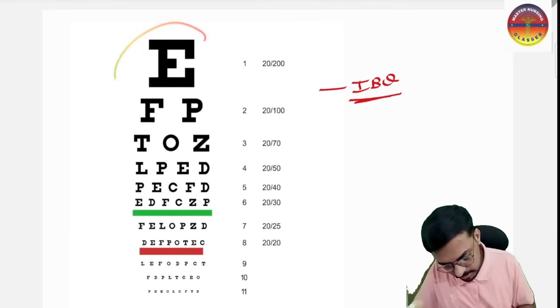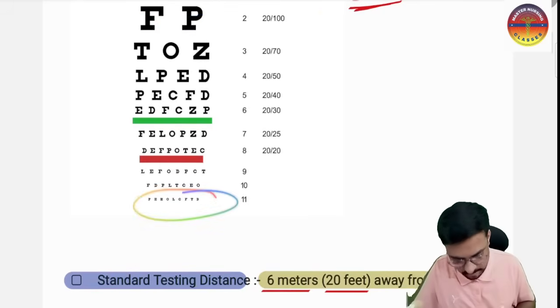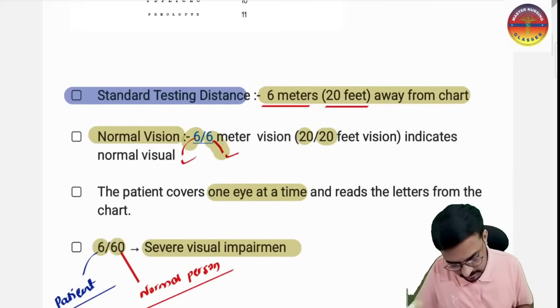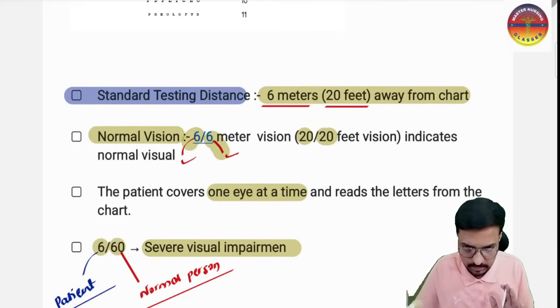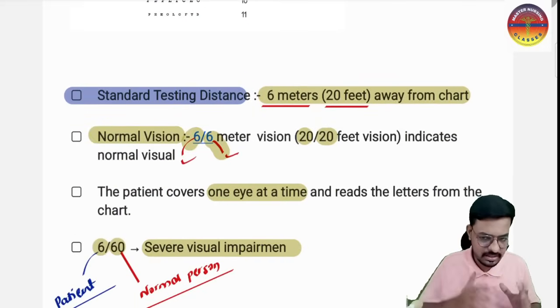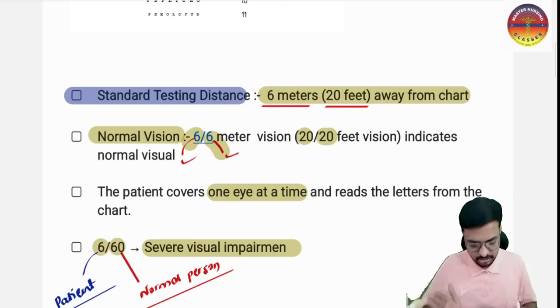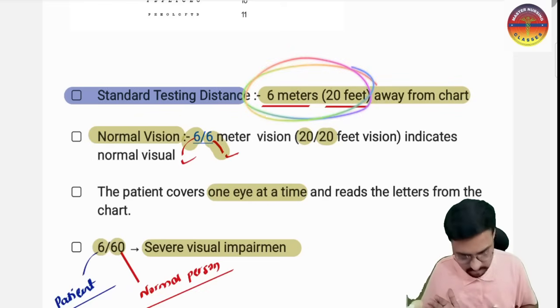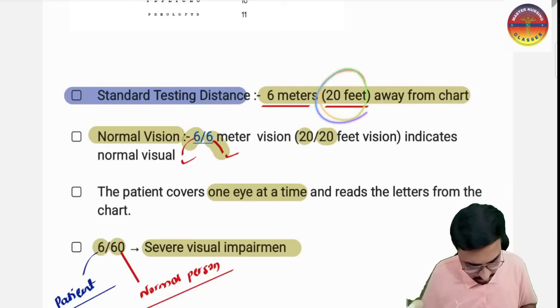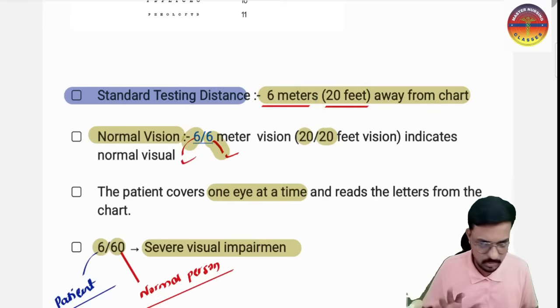Okay, so here we have the big letter, and here we have the small letter, so that is very important. This is the most important thing we have to understand: the standard distance between the patient and the Snellen chart should be 6 meter or 20 feet. Okay, 6 meter or 20 feet.